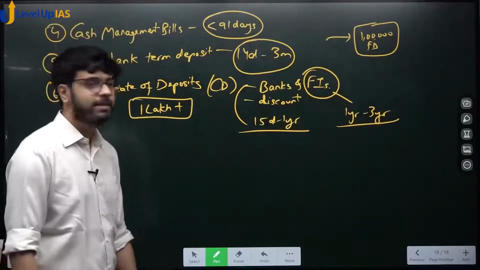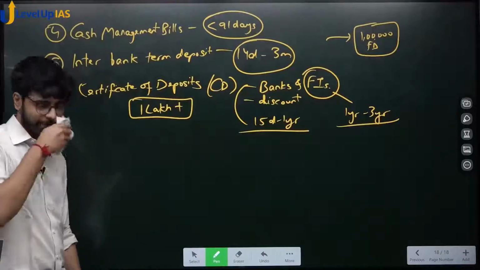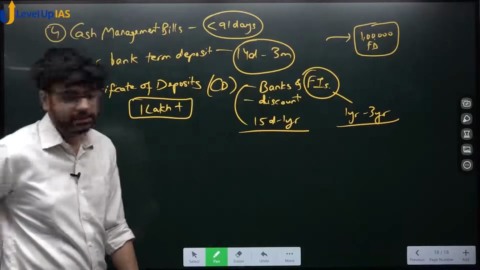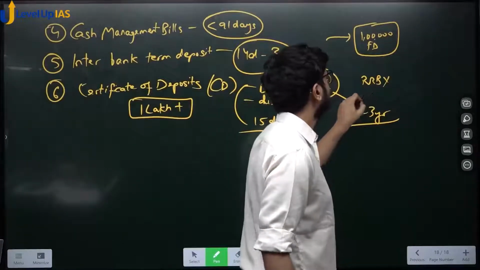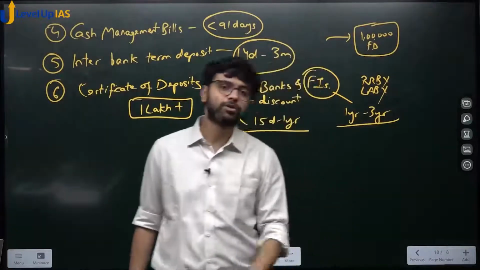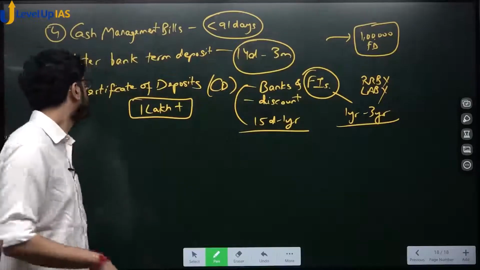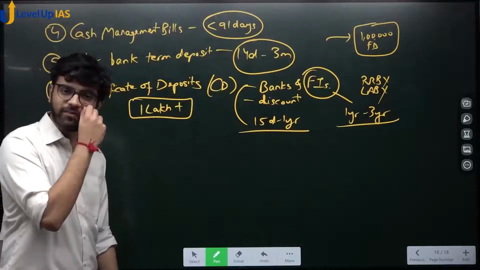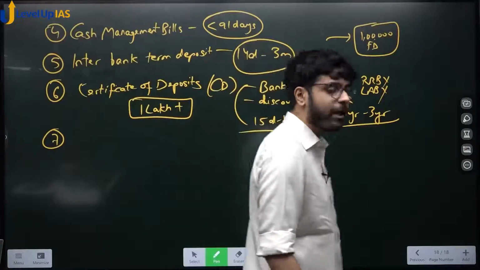Now, is this risky or less risky? It is very risky, the certificate of deposit. Hence, regional rural banks do not have access. And do you remember we discussed local area banks also? Local area banks also don't have access. Now, who is the issuing authority in certificate of deposits? Banks and financial institutions.